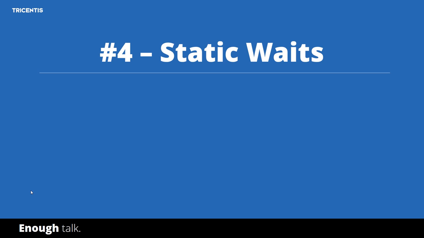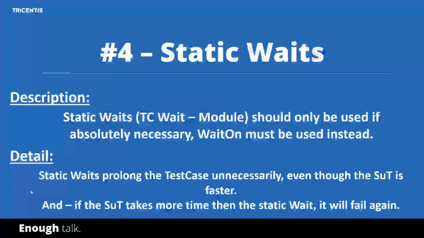Static waits are something that's very easy to do. You just use the TC Wait module in your test case, put in a time that you want to wait, and if the application has certain loading times, you can easily wait for 5 seconds so the application is loaded. But this approach is very unstable. So you should use static waits, or the so-called TC Wait module, only if it's absolutely necessary. You should use the wait on function instead.